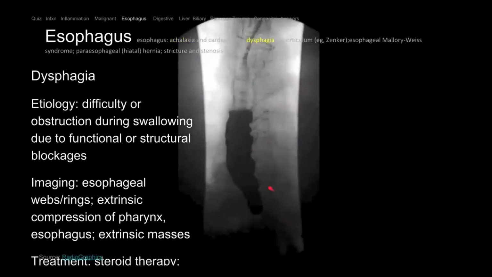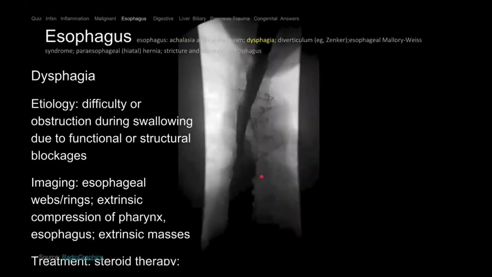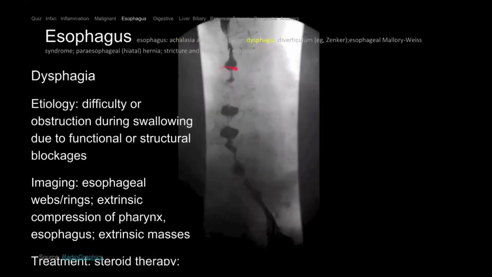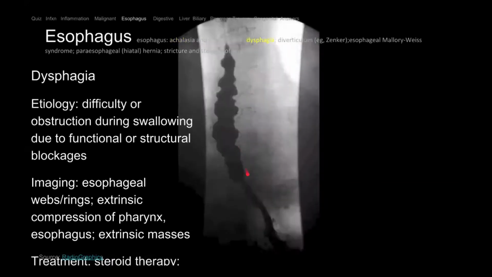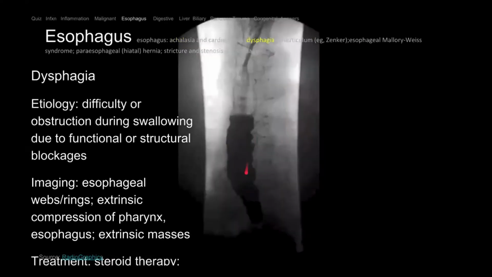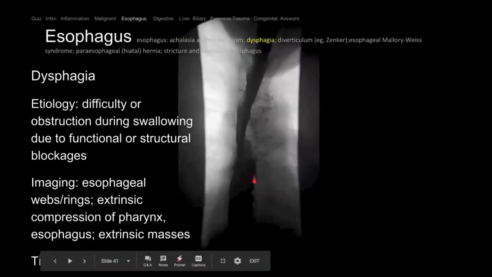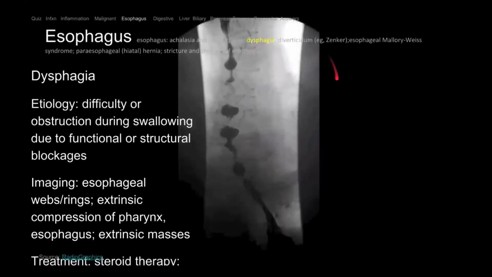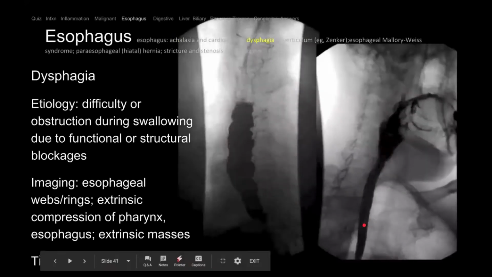Okay, this is in contrast to what we just saw. Here we have tertiary contractions, right? Look at this. It's abnormal. And this is called dysmotility. Dysmotility just means there's no obstruction like we saw with the achalasia, but the actual contractions are abnormal and non-propulsive. So that can cause patients dysphagia.